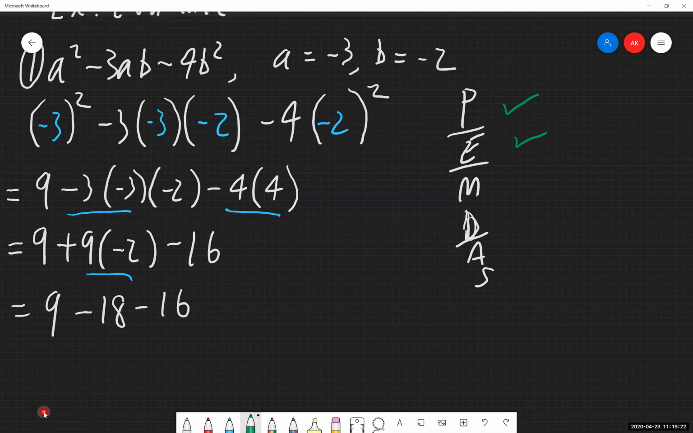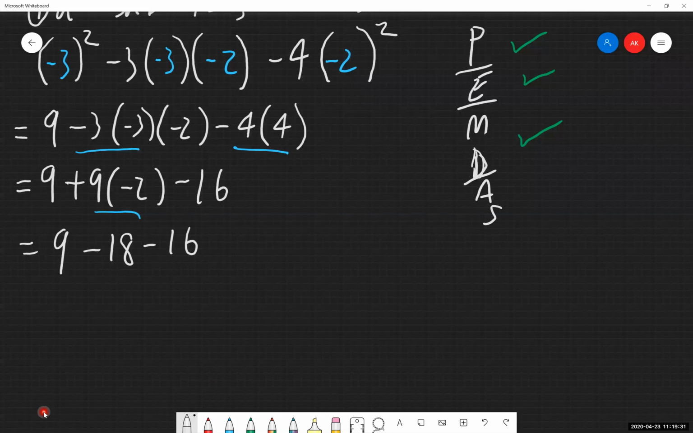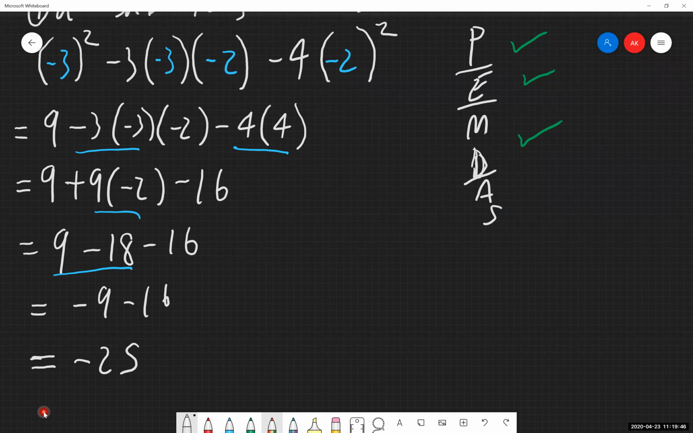So from here, we've gotten rid of all of our multiplication and division. We have addition, subtraction going on. So we have 9 minus 18. That's going to give us a -9 minus 16. So we're just working with that. And then one more time, we've got -9 minus 16. And that is going to give us a -25 for our final answer there. Okay.